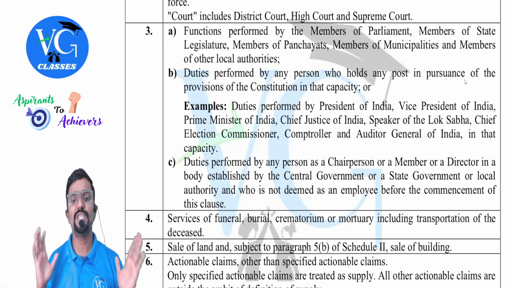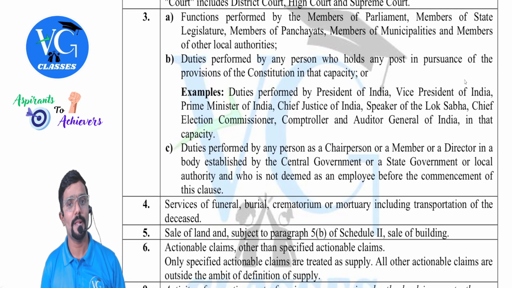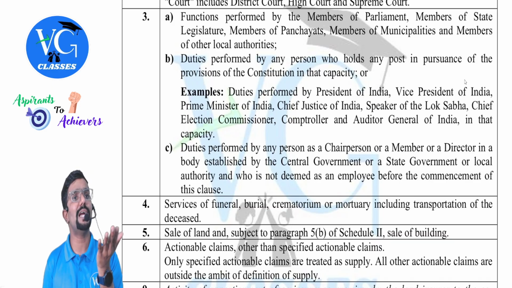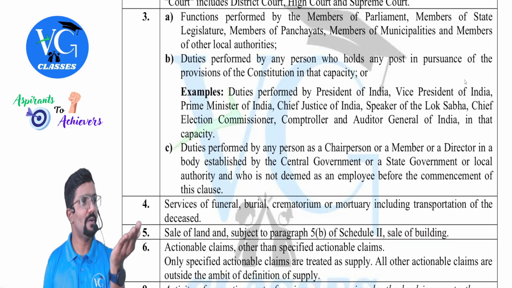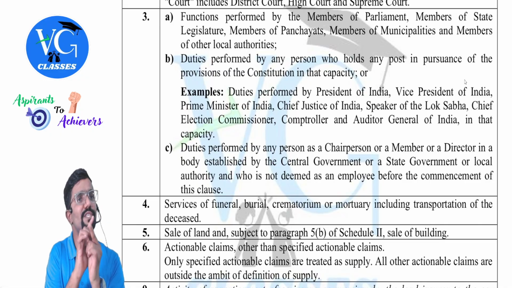No. Chief Justice of India, Speaker of Lok Sabha, Chief Election Commissioner, Comptroller and Auditor General of India, that is CAG, in short we call it as CAG. In that capacity, means any of these people or all of these people are holding any capacity as per what, guys? Constitution. And for whatever service they give, they get paid for it. Sir, is it liable for GST?